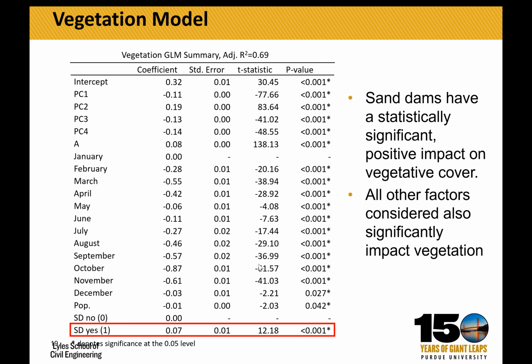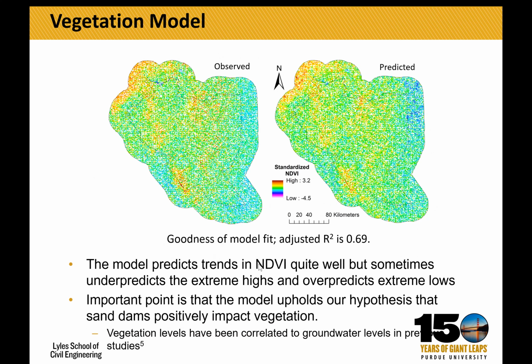So what we see there is sand dams have a statistically significant and positive impact on vegetation cover, and this map shows what is observed in terms of vegetation change and what we predicted from the model, and they do match. So we are able to say that the model predicts trends in vegetation quite well, but sometimes it underpredicts the extreme high and overpredicts the extreme low. But the important point here is to remember that the model upholds our hypothesis that sand dams positively impact vegetation.